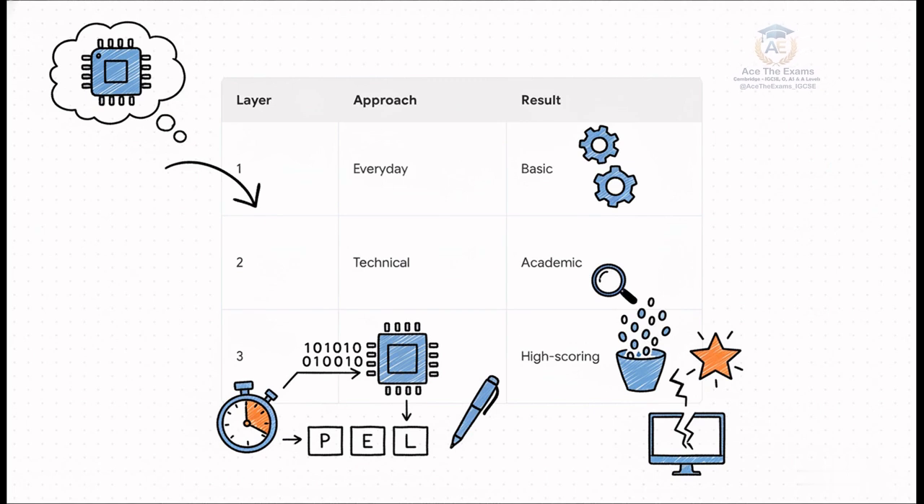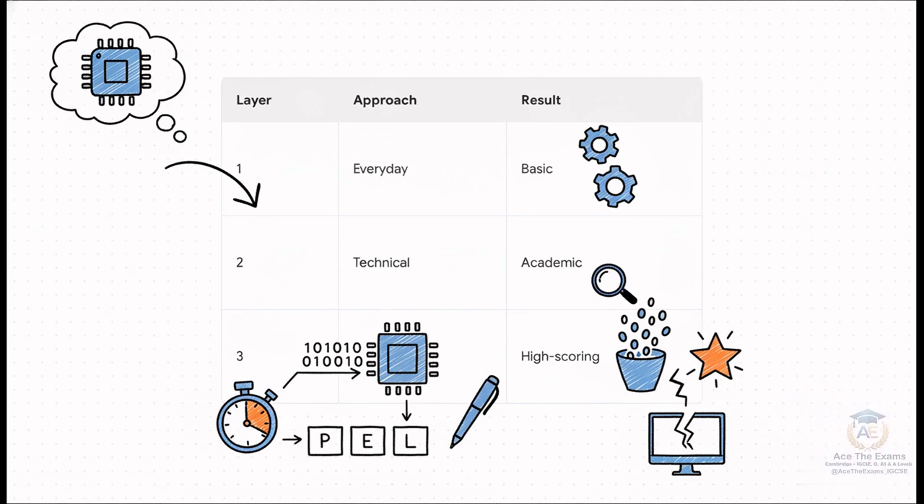Layer 2 steps it up by bringing in technical vocabulary. You might write, overflow occurs when the result of a binary addition requires more bits than the CPU register can physically store. Okay, much better, right? That demonstrates a solid academic understanding. But layer 3, the exam explanation, is where the real magic happens and where the top grades live.